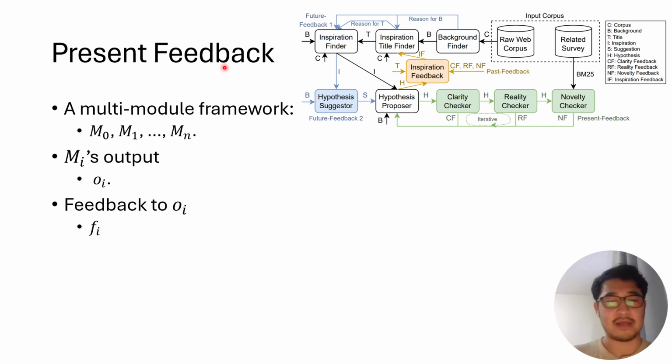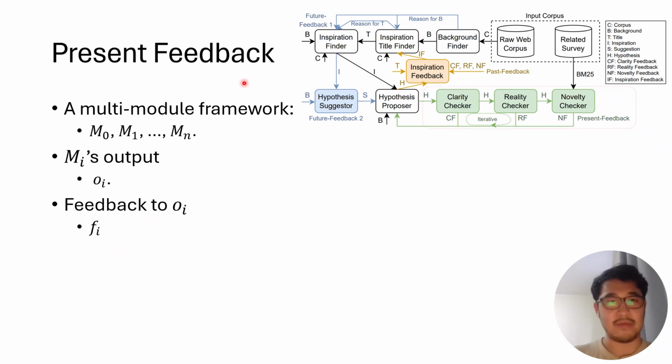For the present feedback, firstly, we can understand this framework as a multi-module framework. The modules operate in order: first module 0, then module 1, and so on, ultimately module n. We can represent every module i's output as output I, and the feedback to output I as feedback I.